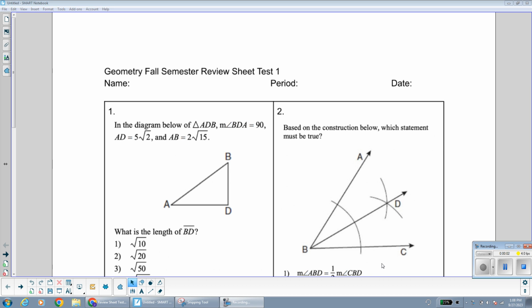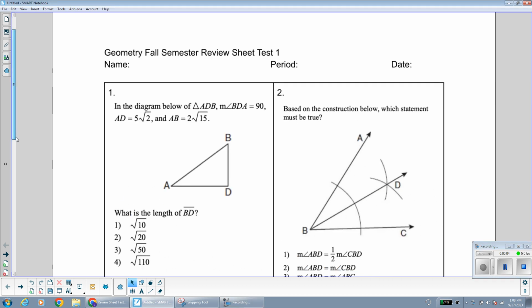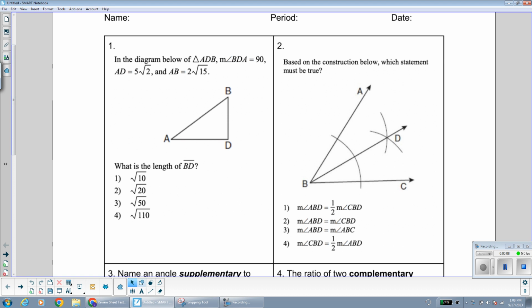Everybody, in this video we're going to go through the review sheet for test number 1. So in the first question we are told that we have a right triangle because we're told that we have a 90-degree angle. This leg over here is 5 radical 2 and the hypotenuse is 2 radical 15. We need to find the missing side of the right triangle.